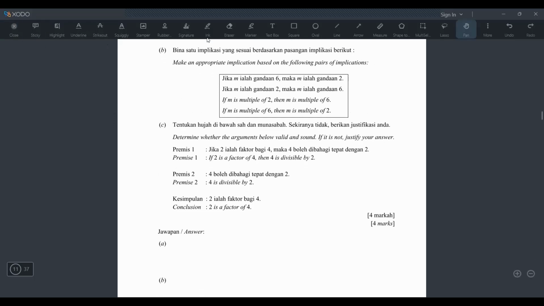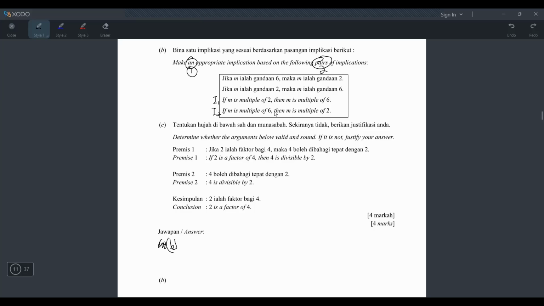Now we move on to B. Make an appropriate implication. "An" means singular, means one. So make an appropriate implication based on the following pairs of implications. They give you a pair, and a pair means two. So they give you two implications, but they want you to make it into a single one. Let's read. If M is a multiple of 2, then M is a multiple of 6. That's implication 1. And implication 2, if M is a multiple of 6, then M is a multiple of 2. So how do we combine these two into one implication?